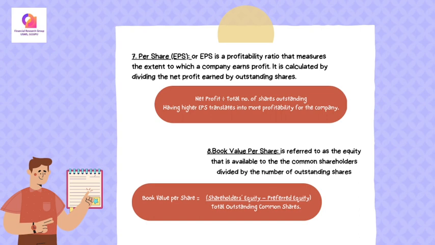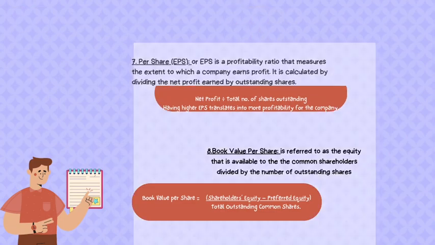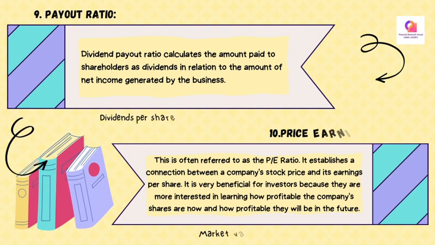Seventh is earnings per share, EPS. It is a profitability ratio that measures the extent to which a company earns profit. It is calculated by dividing the net profit earned by outstanding shares. Eighth type of ratio is book value per share. It is the equity that is available to the common shareholders divided by the number of outstanding shares. Ninth one is payout ratio.